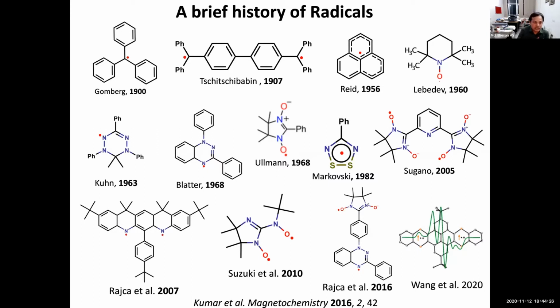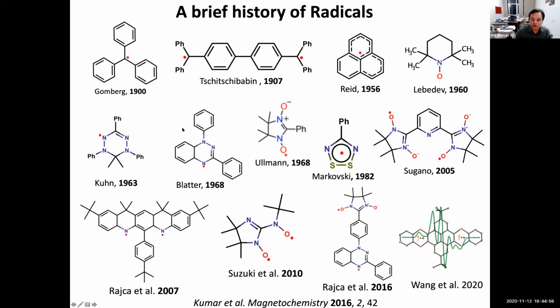Out of that, I will just give you an overview. This is the Blatter radical. This is quite stable. The radical has 3 nitrogens, and the radical center that we are seeing doesn't localize only on one nitrogen atom.